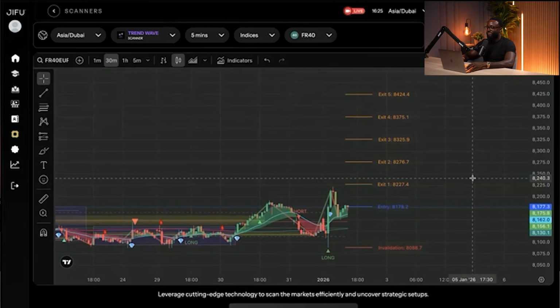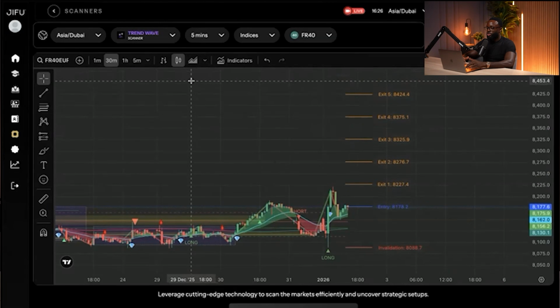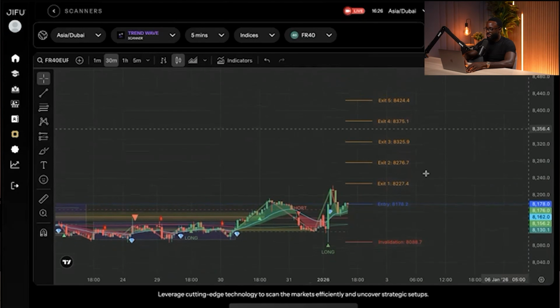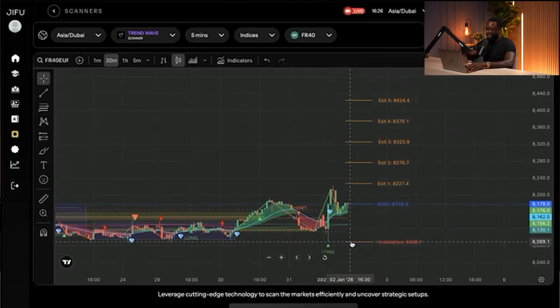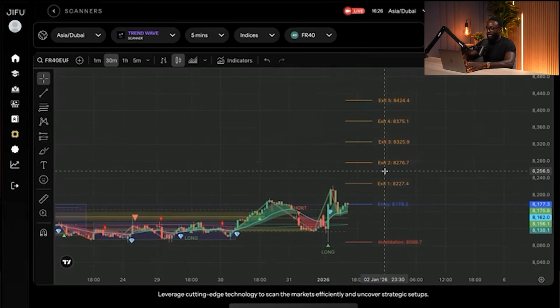So I use the 5-minute time frame on trend wave as a last resort when I can't find a trade on the 15, 30, or the 1 hour. So in this example, we have a trade on a 30-minute time frame. As we can see, the stop loss is a bit bigger than a 5-minute. So this trade will give us more room for it to go in drawdown and hopefully go in our direction.